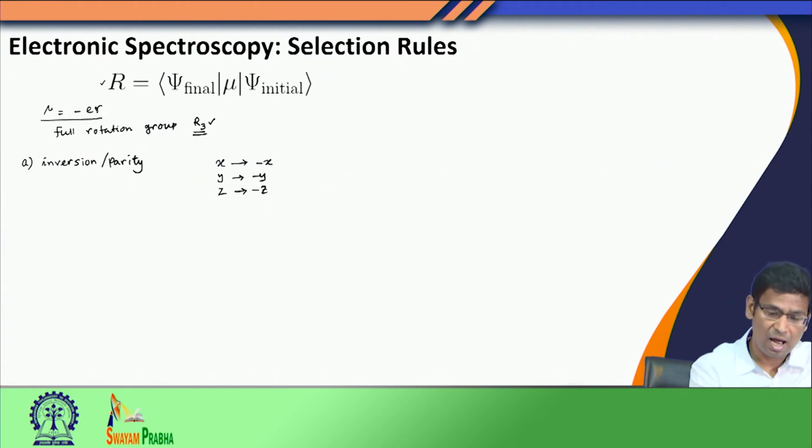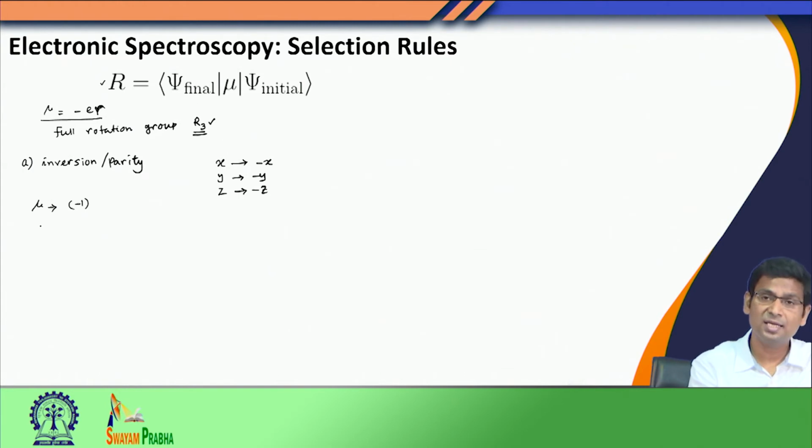Now, R is the vector that connects the nucleus to the electron. Since it is in the form of r to the power 1, you know that this has parity of minus 1. So, that means this is an odd function. Mu is an odd function.